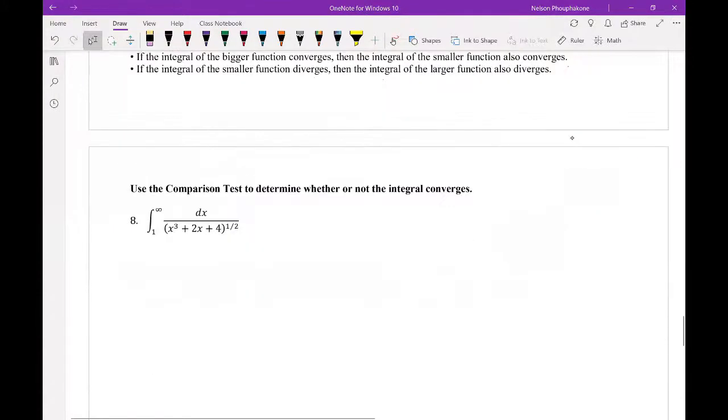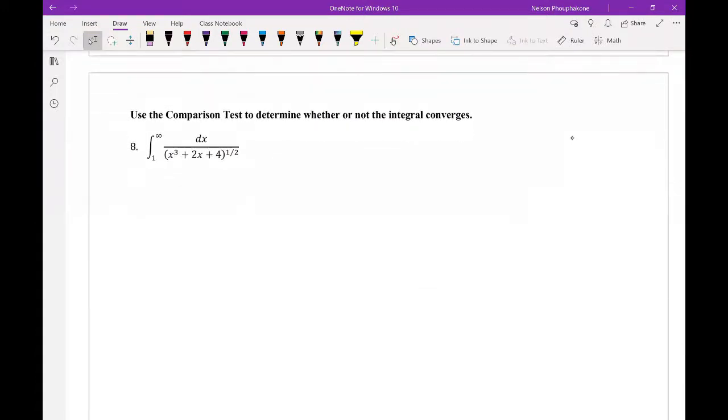Now to this one, I would like to work with the comparison test to determine whether or not the integral is convergent or divergent. Okay, so now let's check the functions. First of all, for x greater than 1, we know that x to the power 3 plus 2x plus 4 must be greater than or equal to x to the power 3.